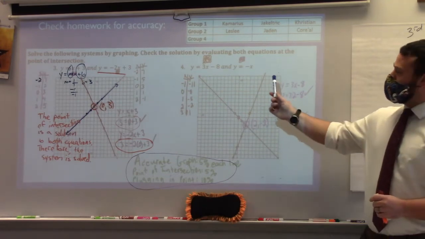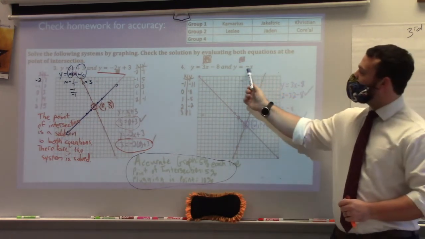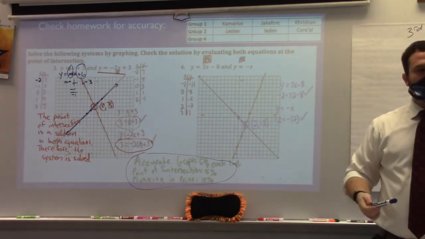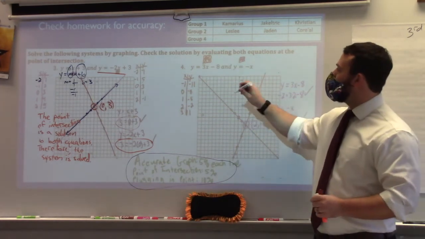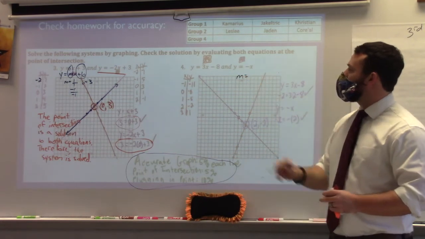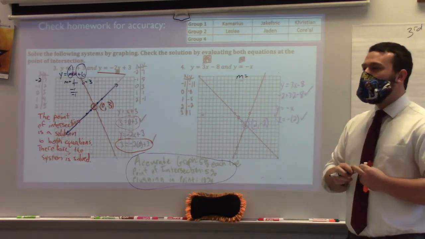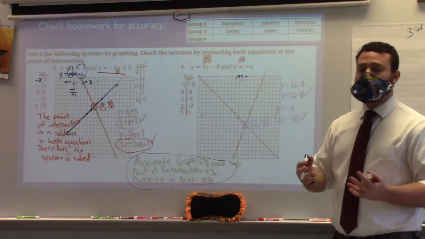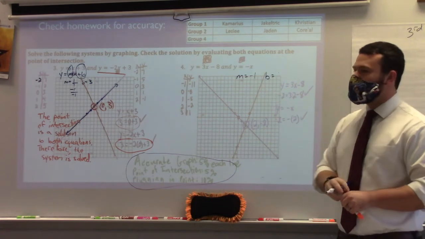One thing I do want to note on number 4 before we move on, because it's y equals negative x, that's a little bit harder for some people to identify their slope and their y-intercept. What do you think the slope would be here? 1. Not 1. Negative 1, right? The 1 is the only thing you don't ever have to show being multiplied, but because it's negative, it's a negative 1. What would be the y-intercept?